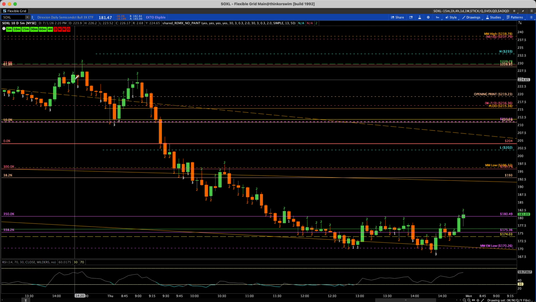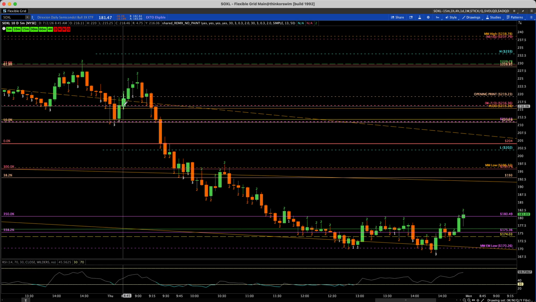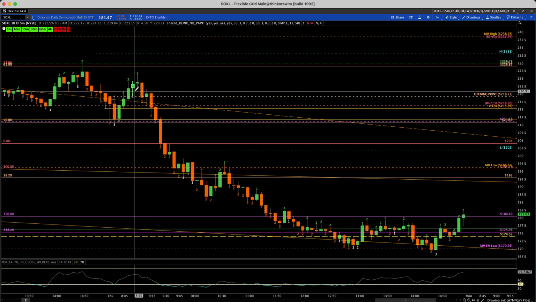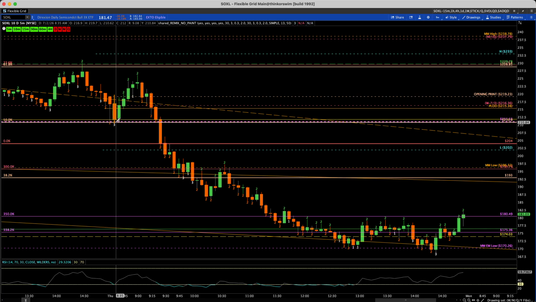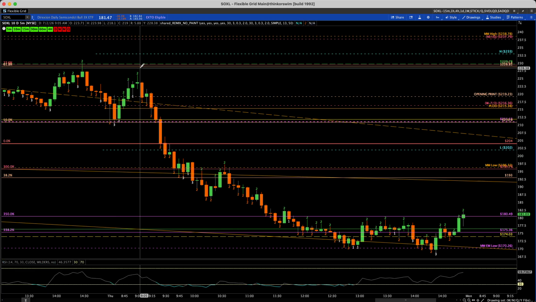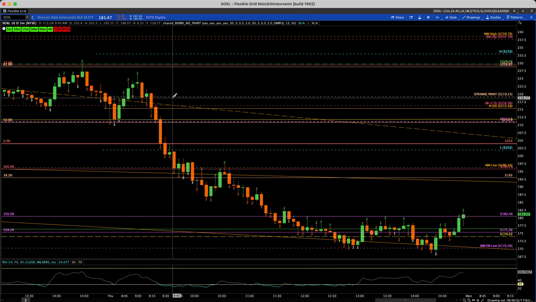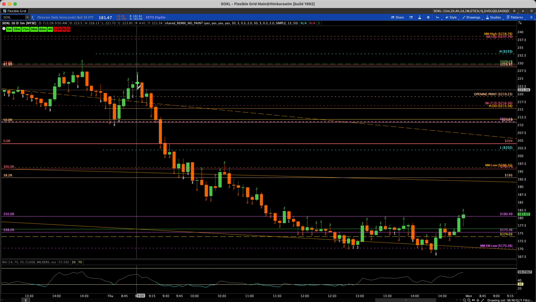So color themes, right? If you're new to the channel, orange is day, purple is week, and then we got this bright blue is the overnights, and then obviously the previous low of day and previous high of day are orange because they're daily markers as well, right? So enough of that. Let's get into the actual price action, right?